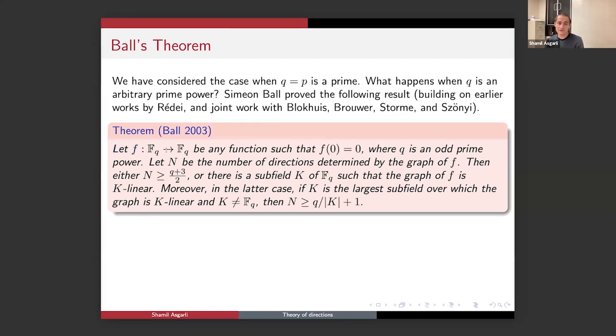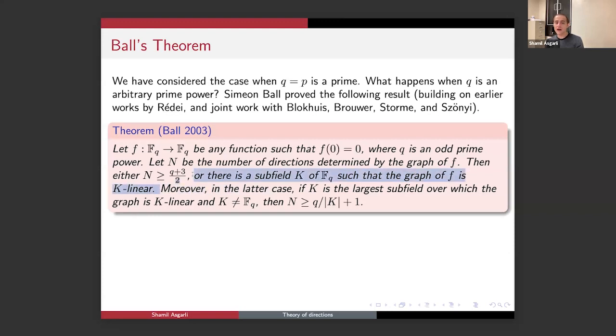So let f be any function such that f of 0 is 0, and q is any odd prime power. Then let n be the number of directions determined by the graph of f. So this is the directions that we want to bound. Then n is at least as big as (q+3)/2. This is the Rédei-Megyesi bound. Or there is a subfield k of F_q such that the graph is k-linear.